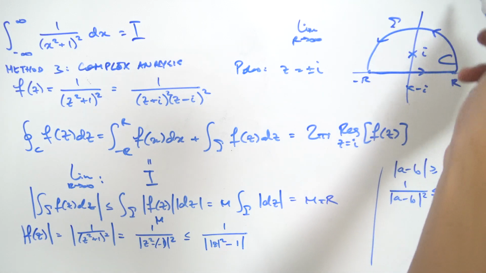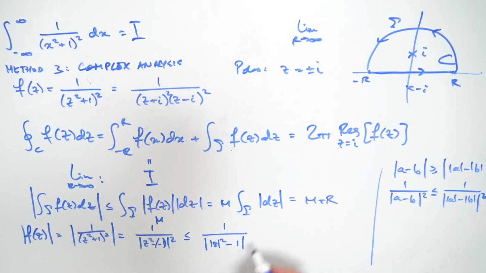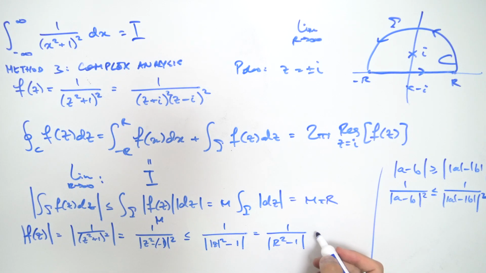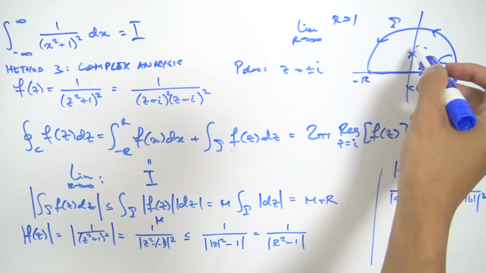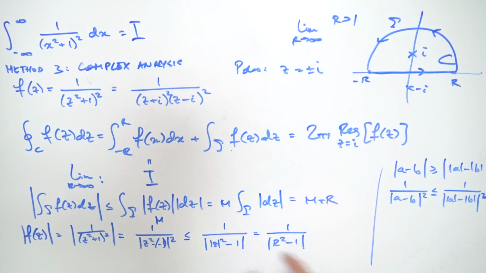So the magnitude of any complex number on the path is r. So we can rewrite this as being 1 divided by the absolute value of r squared minus 1. But notice r is going to go very, very big. It's always positive, very big anyways. We're assuming that r is greater than 1, so it actually encloses this pole. So that means the denominator is always positive, so we can just write this as 1 over r squared minus 1. And I actually forgot a squared here. So this is squared, and this whole thing is also squared.